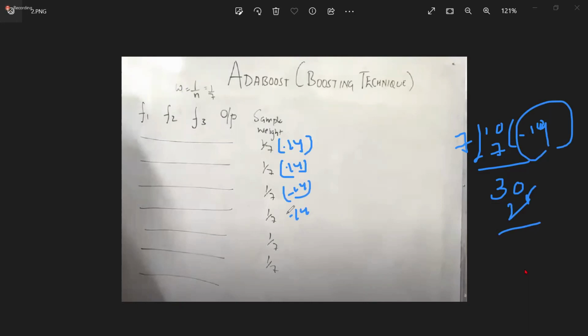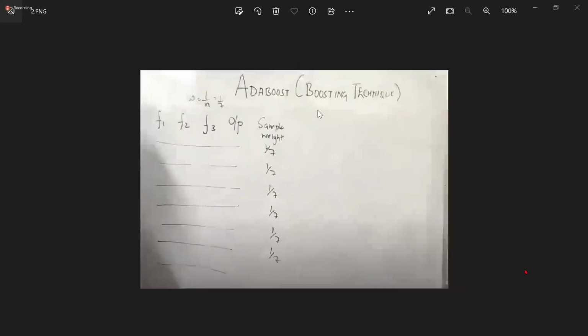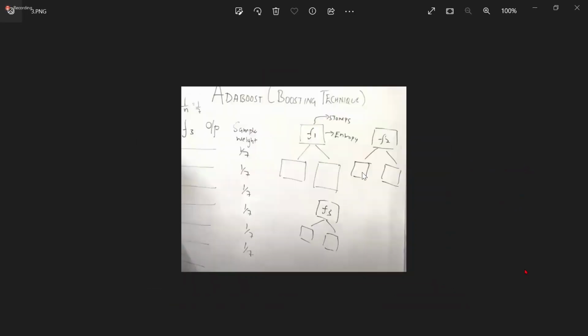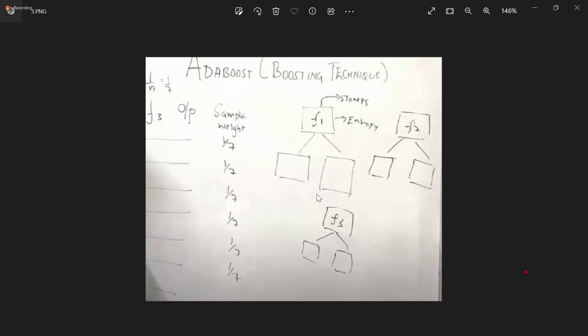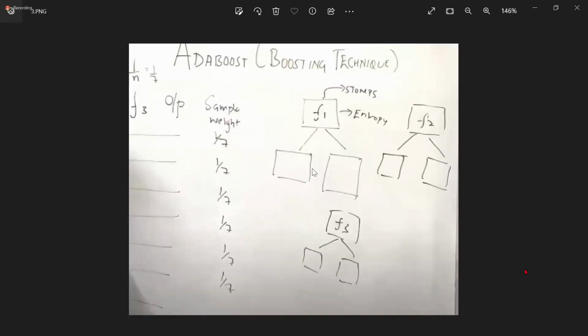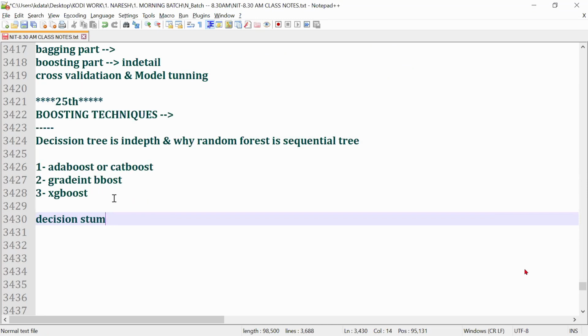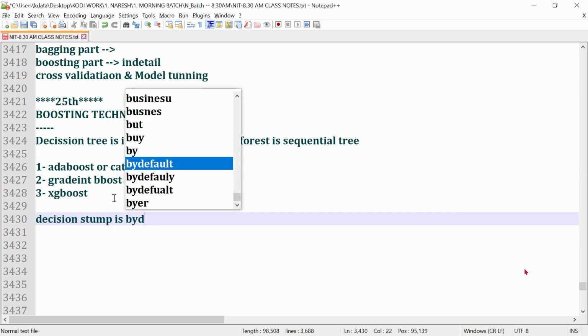0.14. Clear? Okay. Next step. The next step is sample weight, and decision stump. What is a decision stump? Decision stump is by default a one depth tree.